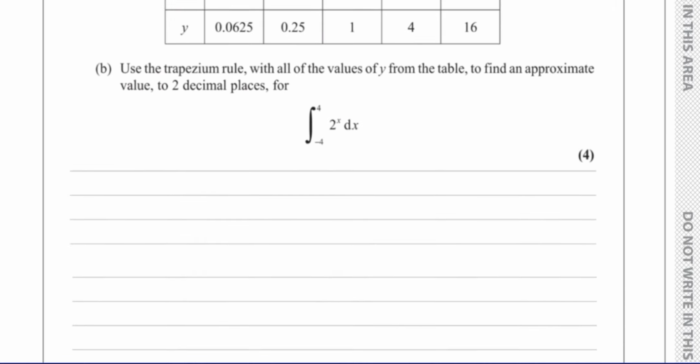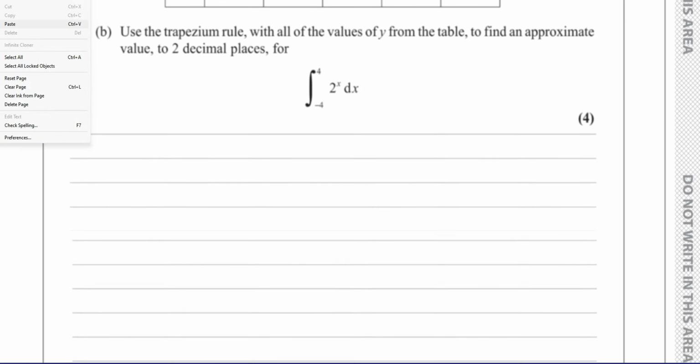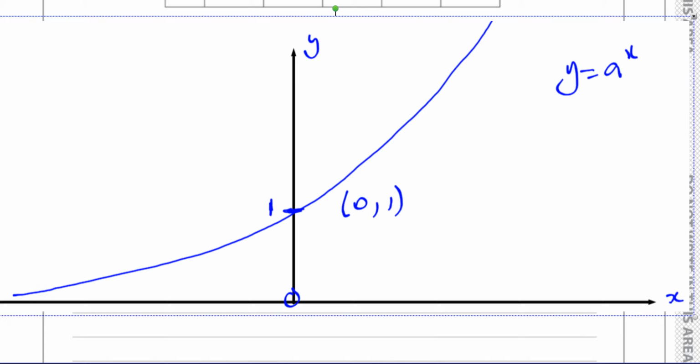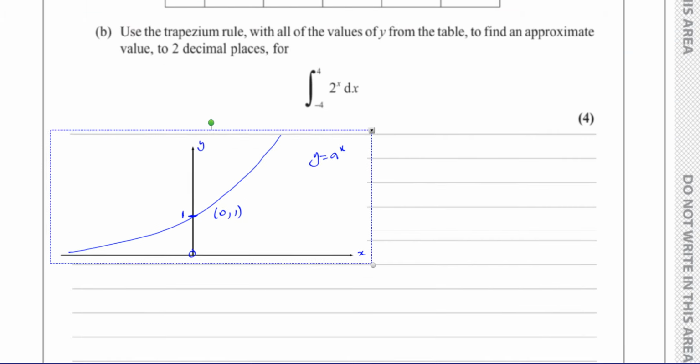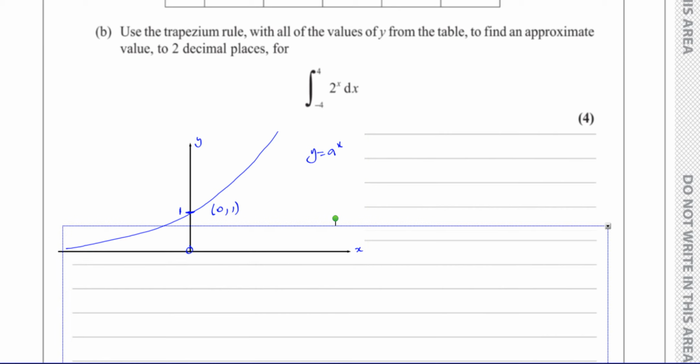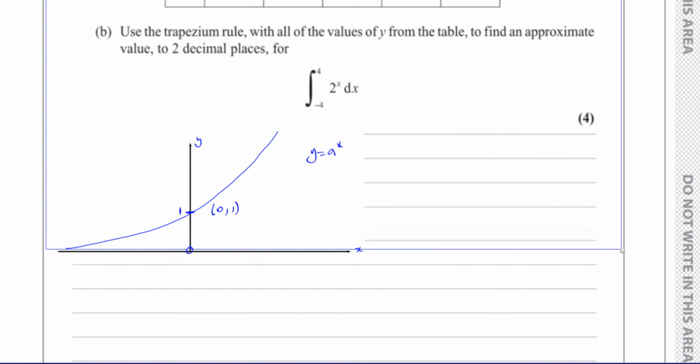Okay, so I'll just plonk this down here, make it smaller, and I'll show you how the trapezium rule can be applied, what the trapezium rule actually is. So basically, between -4 and 4, we want to find the integral of 2 to the power of x with respect to x, which is like finding the area under this curve between -4 and 4.